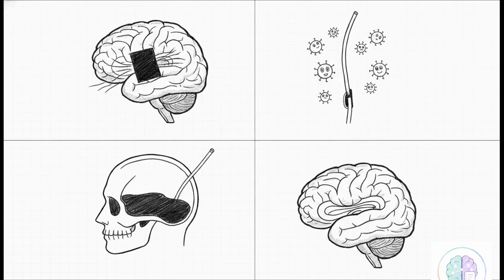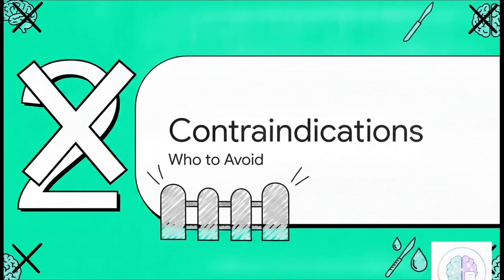And finally, it's a vital option for slit ventricle syndrome. This is an incredibly challenging condition where the ventricles are so chronically collapsed that traditional shunt catheters just constantly fail and get occluded. Moving on to Section 2, Contraindications to consider. Basically, who should we avoid doing this procedure on?